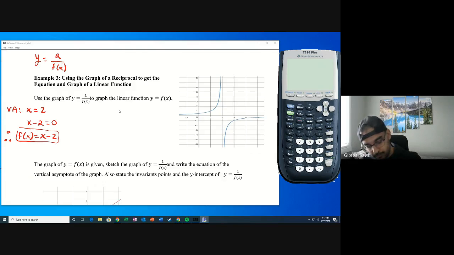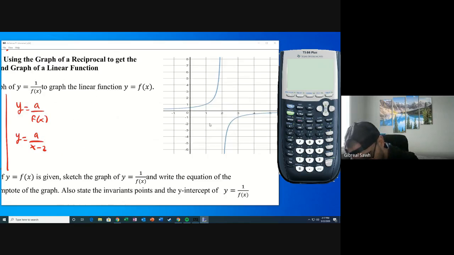So let's assume that it's not. Let's assume that y equals a over f of x. Let's put f of x back in. So y equals a over x minus 2. Then we're going to pick a point that we know for sure, like one of those invariant points. That's handy. That point is at (1, 1). I can clearly see it. We can plug that into here for x and y, and solve for what a is.